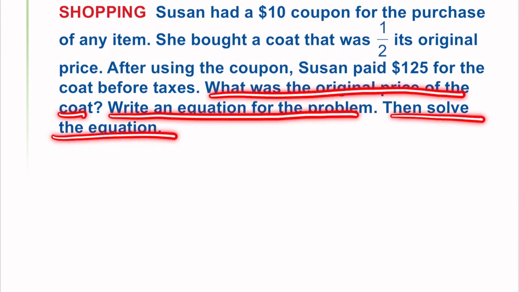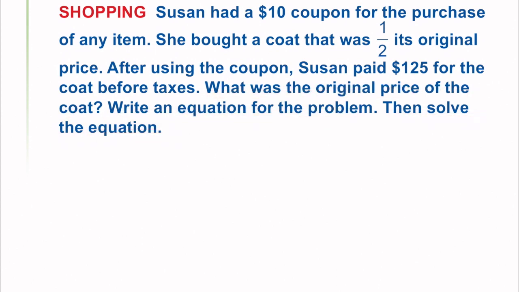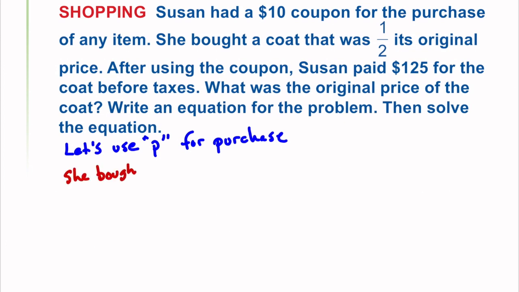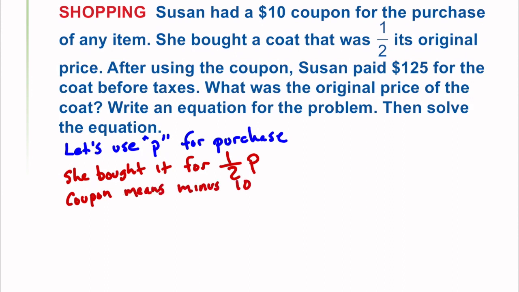So let's look at the problem by parts, and let's write down the important information that we can take away from the problem. Let's use P for purchase, so that will be the price of the purchase, which we don't know at this moment. Also, she bought it for half the price, so we can do half of P. We don't know what the price actually is, but we know it's half. And then we know that she has a coupon, so we can subtract the $10 from the price, so that will be minus 10.